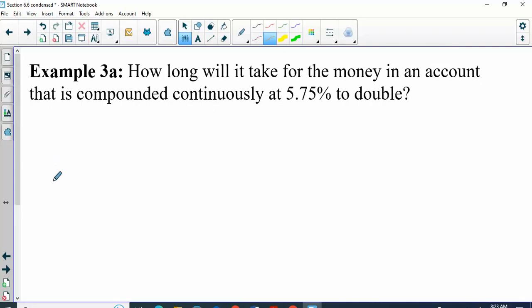Another situation where we can use this stuff is with interest. So we have talked about interest before. If you look on the front in those 4 boxes on your handout where I gave you formulas, I put the interest formulas that we've used before. Remember, the first one is regular compound interest. The second one is continuous compounding. So it says, how long will it take for the money in an account that is compounded continuously at 5.75% to double? So when I say continuously, what formula are you using?